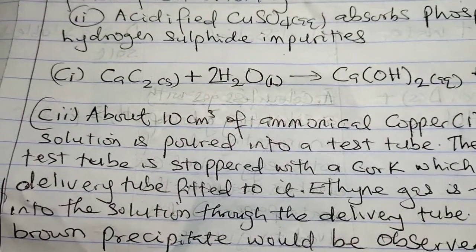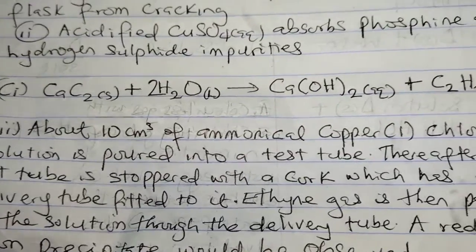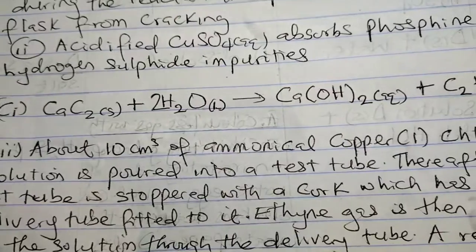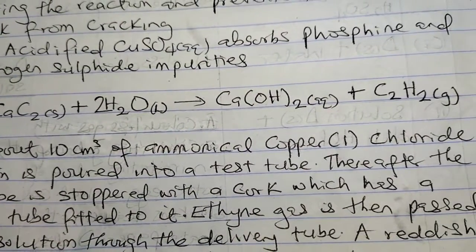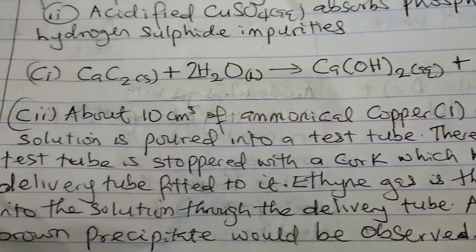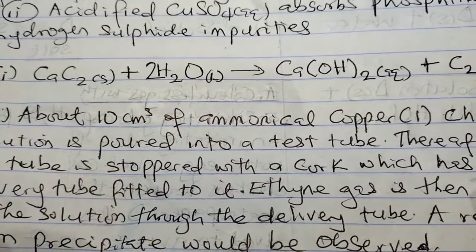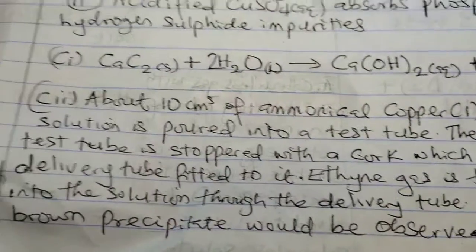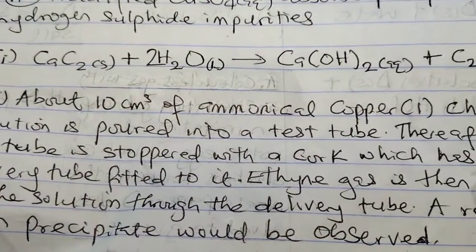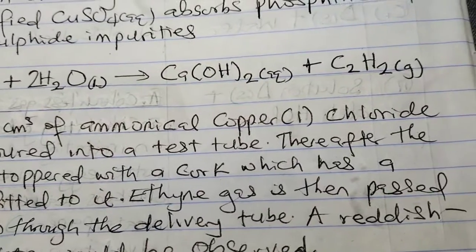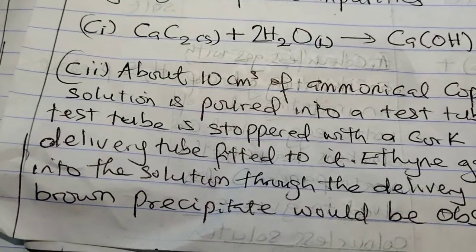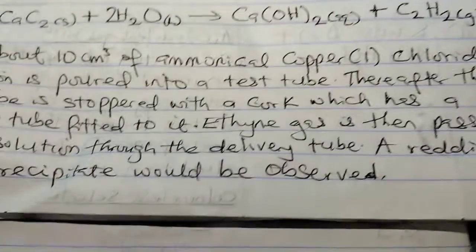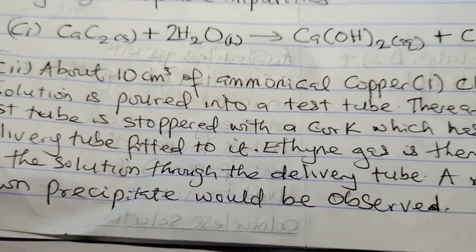Repeat it again. About 10 cm cube of ammoniacal copper(I) chloride solution is poured into a test tube. Thereafter, the test tube is stoppered, that is covered, with a cork which has a delivery tube fitted to it. The gas is then passed into the solution through the delivery tube. A reddish brown precipitate will be observed.